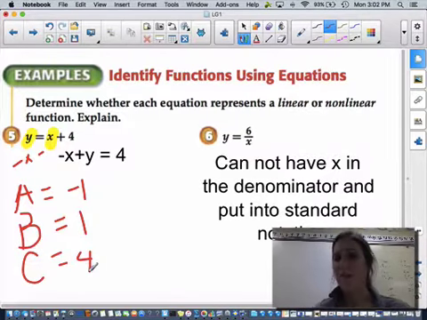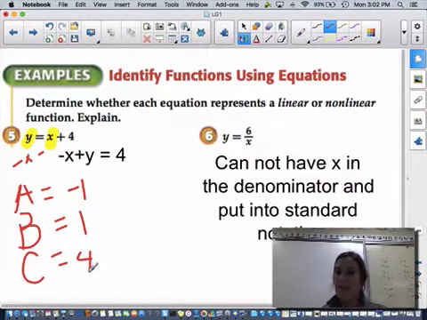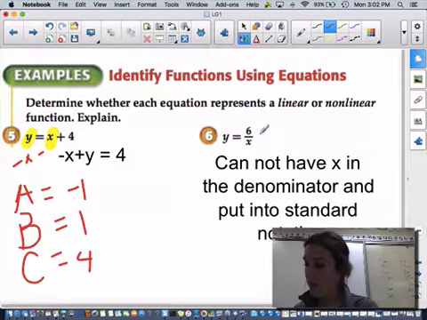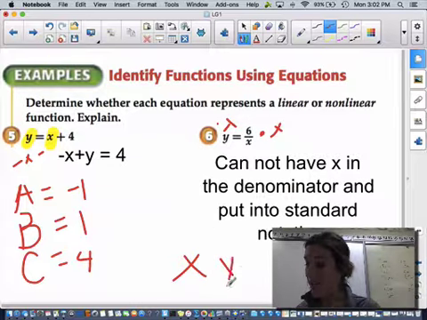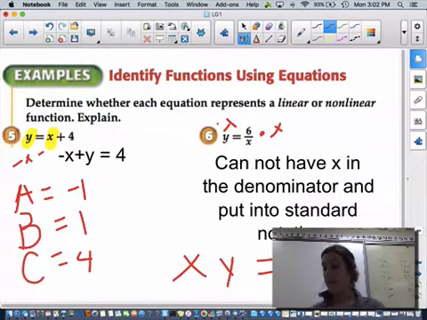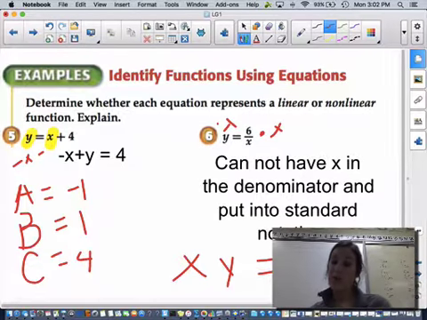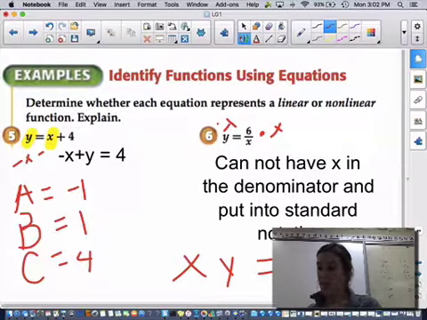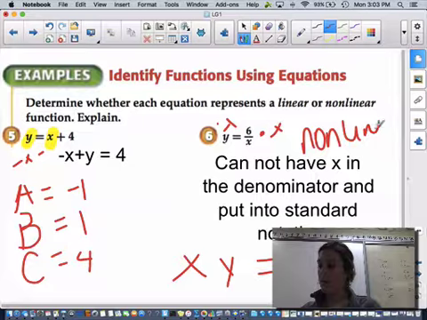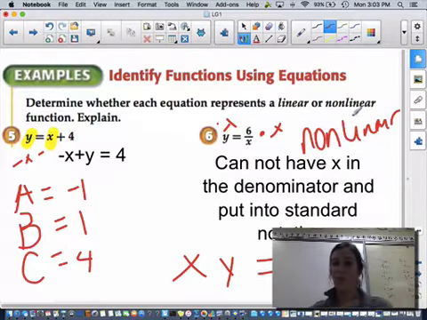Now looking at example 6. Example 6 has x in the denominator. If I were to get x to the other side, I would have to multiply by x. So that would give me x times y equals 6. And that is not standard form. We had to have gotten x plus y to be standard form. So this one is not a linear function. It is non-linear because we cannot get it into that form.